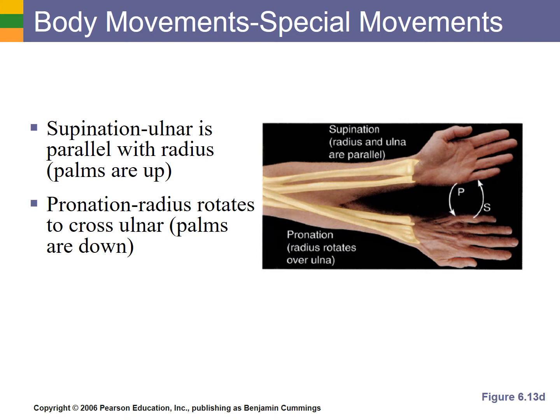Moving from palm down to palm up is supination. When your forearm is in the supine position, the ulna and the radius are parallel. When moving from the palm up to palm down position, notice that the radius crosses the ulna. This is pronation. Moving from palm up to palm down is pronation.